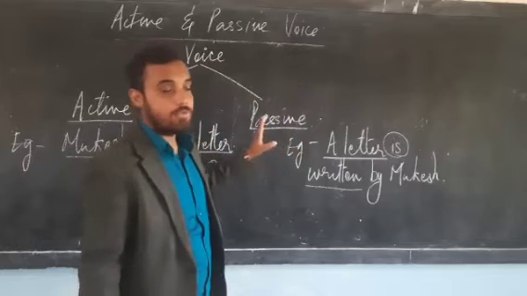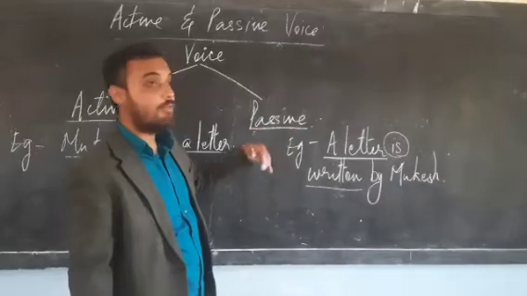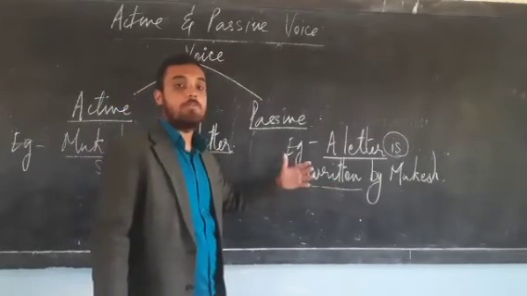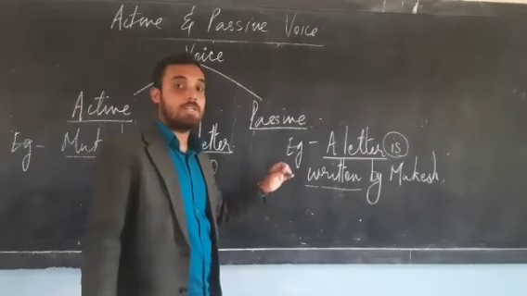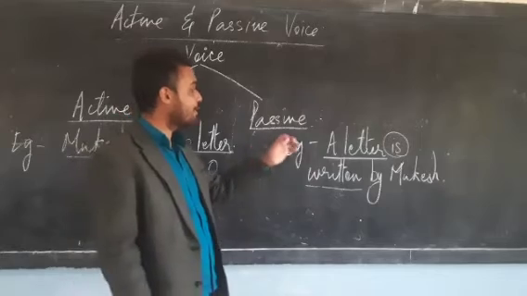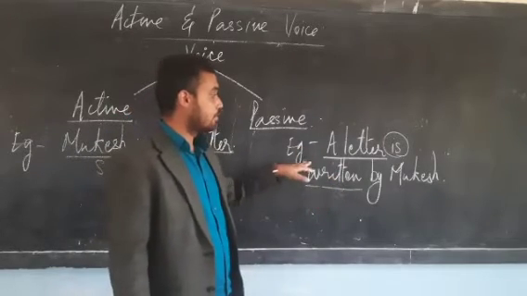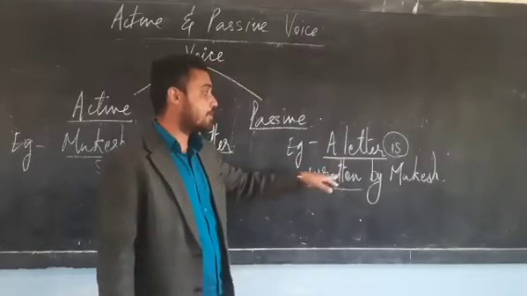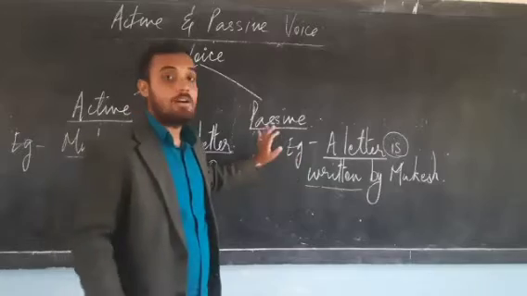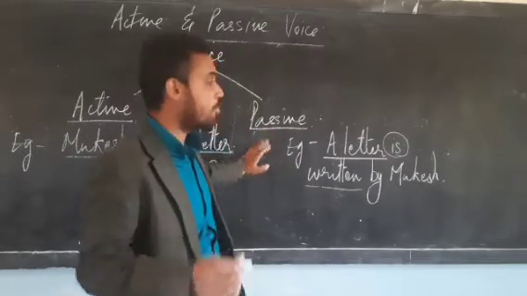The main rule that you have to understand over here is that whenever you change it into passive voice, the verb in the passive voice will be in its third form, meaning the third form of the verb will be used in the passive sentence. A letter is written by Mukesh. Meaning, Mukesh writes a letter is written by Mukesh.